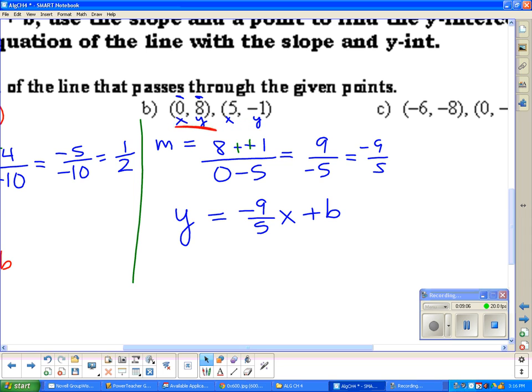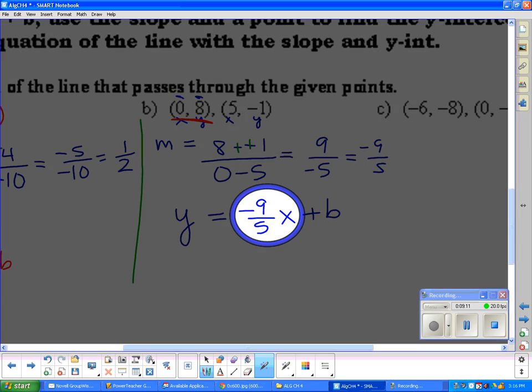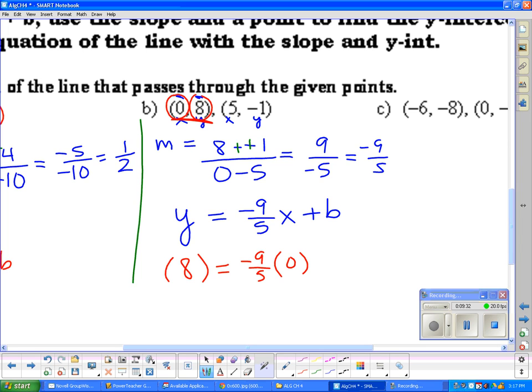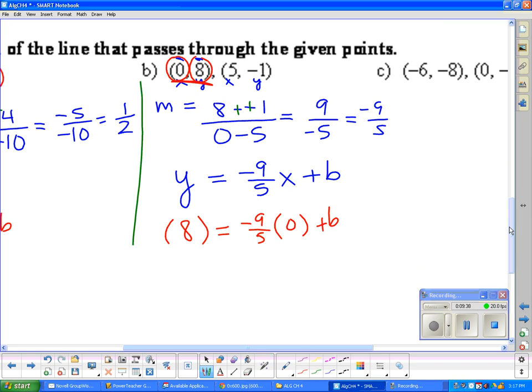So that's what I'm going to do here. I'm going to choose this (0, 8) for my x and y. So for my y, I'm going to put in that 8 equals -9 over 5. Instead of x, I'm going to put 0, and that's going to make my job a whole lot easier, just like before, because now I don't have to deal with it, and I just get 8 is equal to -9 over 5 times 0 is 0. I'm not even going to write it, and I get 8 equals b. Once I find out what my b is, I put it all together. I'm using my -9 over 5 from before, x plus 8.